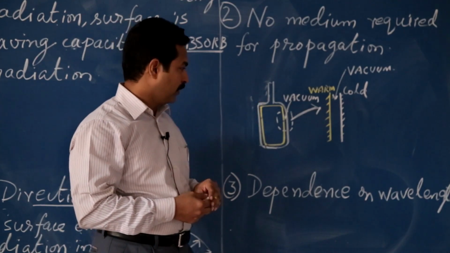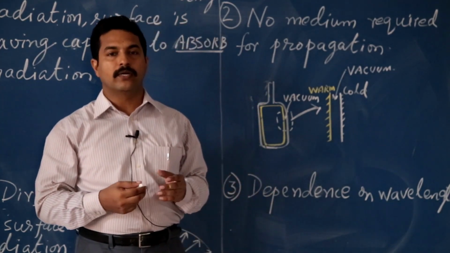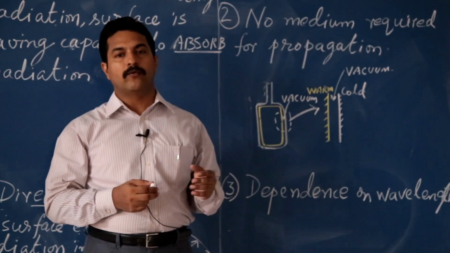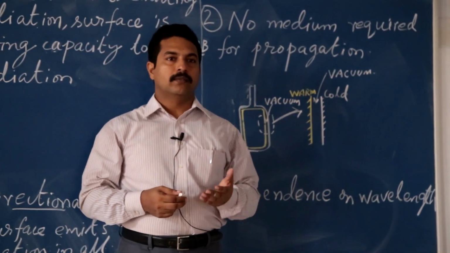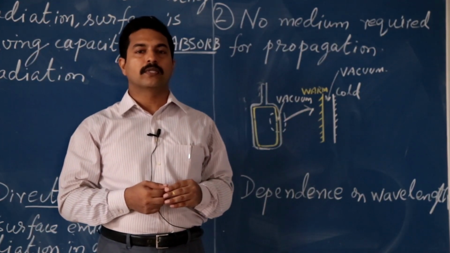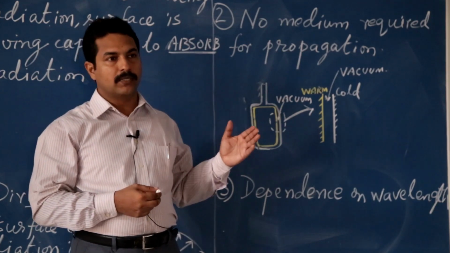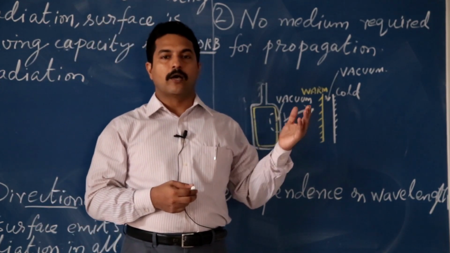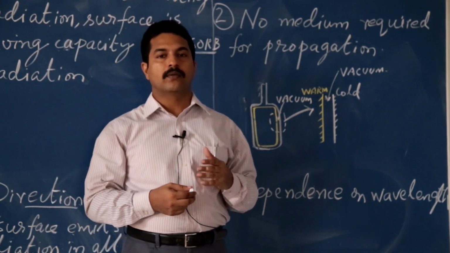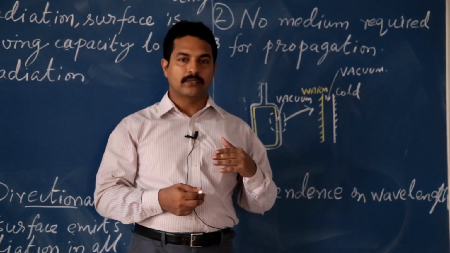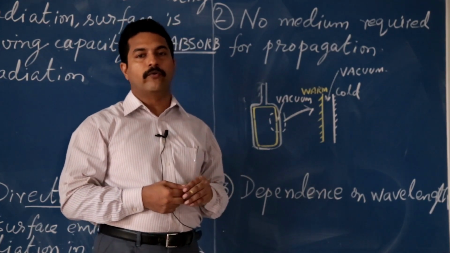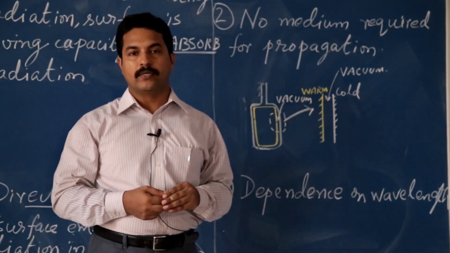Another aspect is that in conduction and convection there is no dependence on wavelength, but radiation depends on the wavelength, which can vary from 0 to infinity. First, whatever the surface, solid or liquid, it is emitting thermal radiation. The second point is that no medium is required for radiation to transfer. Then there is some dependence on wavelength, which can vary from 0 to infinity.